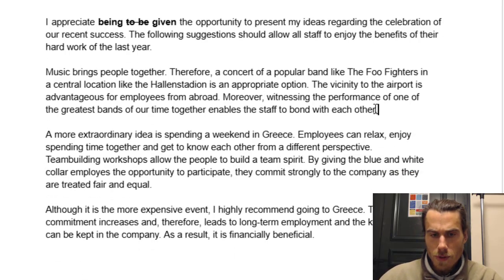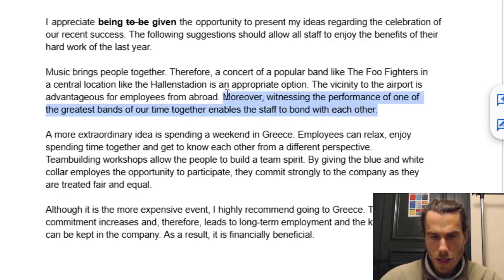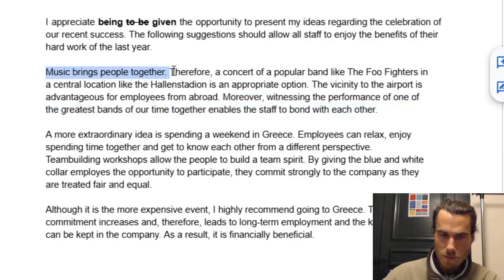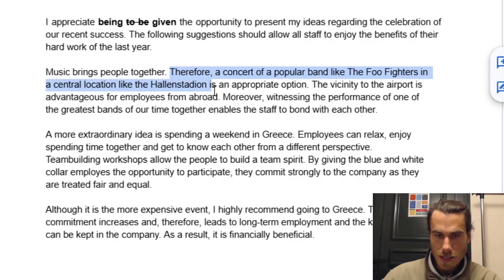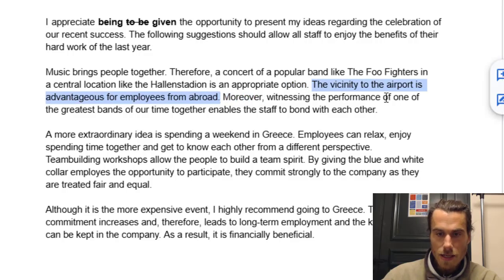Moreover, witnessing the performance of one of the greatest bands of our time together enables the staff to bond with each other. Yes, okay, so, yeah, that's good. It's possibly better to put it at the beginning with this part, because you sort of have this sentence, or here, and then put this one after, because this sentence is a little bit separated from the other sentences. And this sentence isn't actually talking about the benefit to the company as such. So if you could think of another way that music, and this type of concert, could be beneficial to the company, that might be better to add in here.